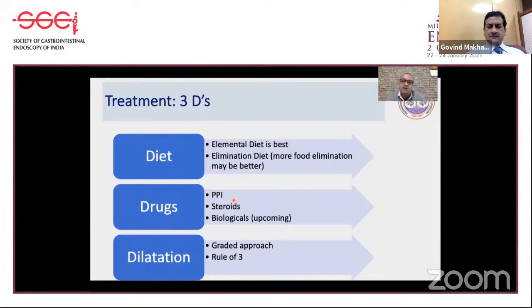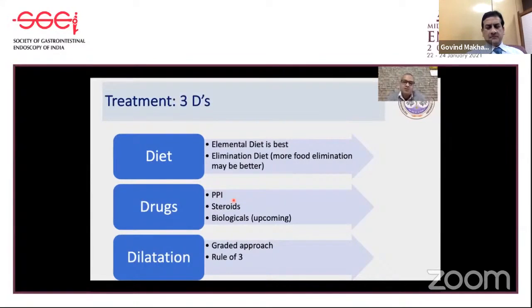And in fact, earlier, there was a PPI responsive eosinophilia, which was thought to be distinctive from eosinophilic esophagitis, although now it is very well recognized to be part of eosinophilic esophagitis. And of course, the other drugs are the topical steroids. Biologics, some of them have failed trials, but there is some upcoming evidence for some of these drugs.